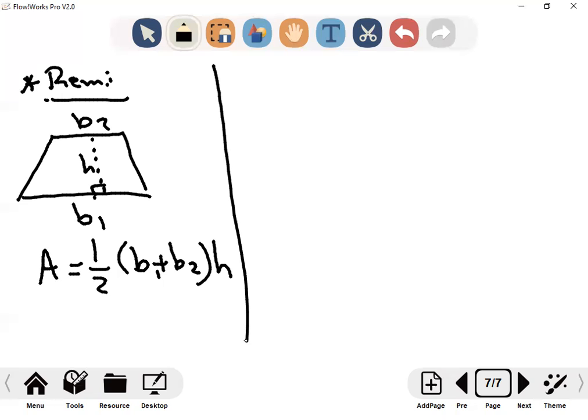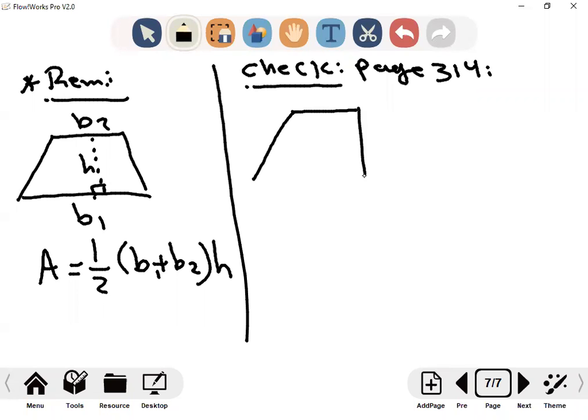Now let's go to the question of the check, page 314. It's an important one. We have this trapezoid, see it? Down here they wrote for me 31 mile, right? Up they wrote for me B what? B1. So B1, or base number 1, up is unknown.